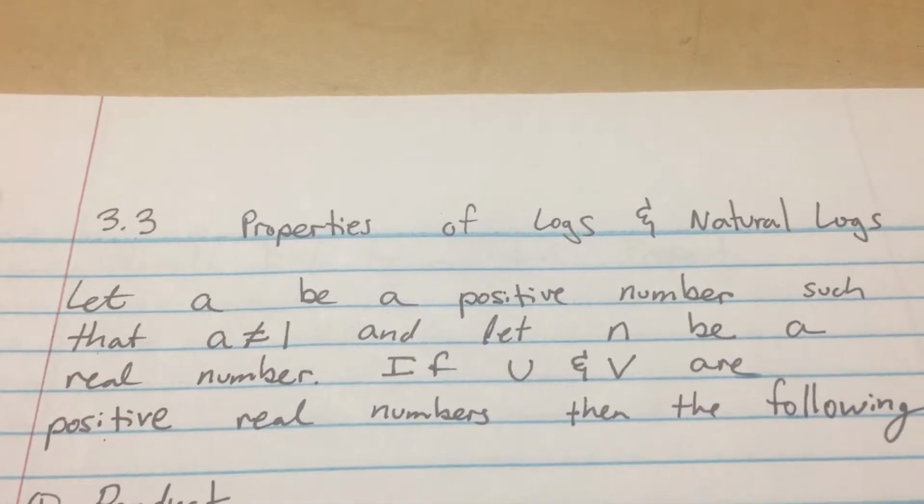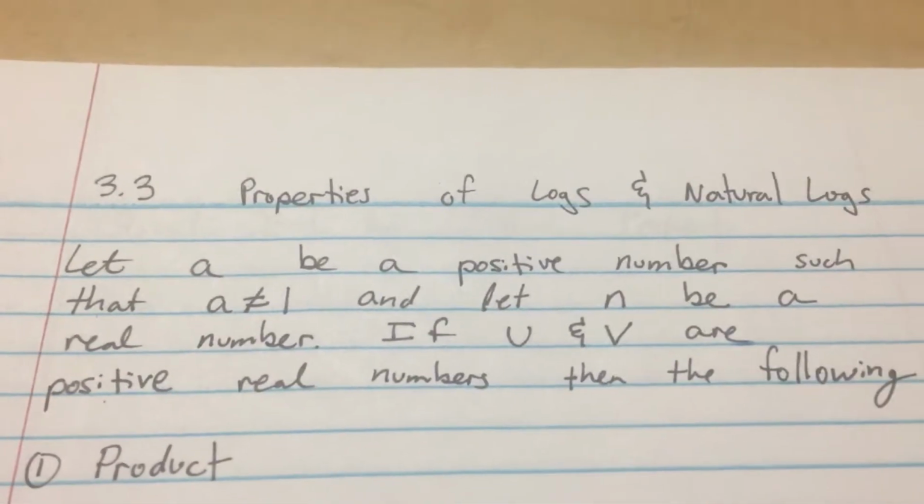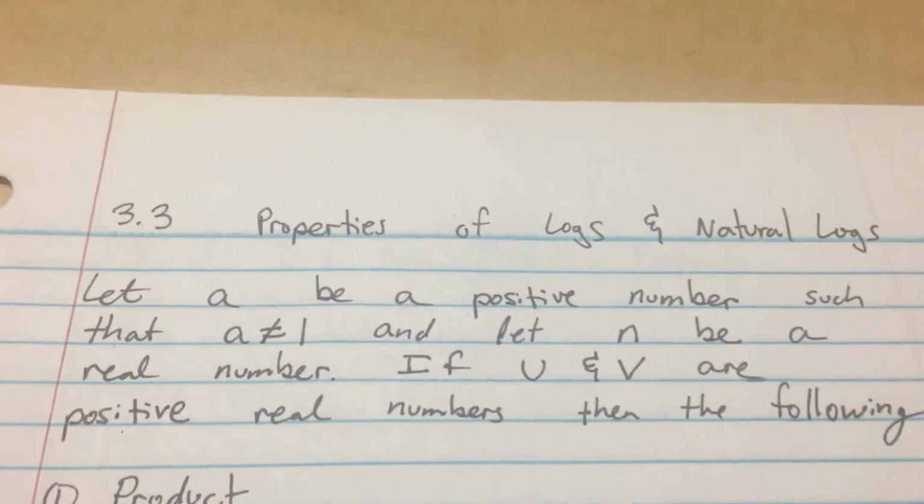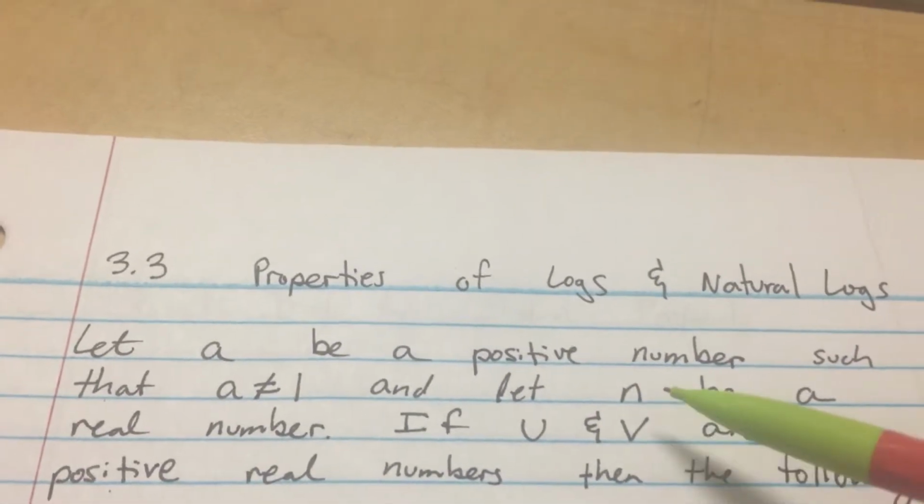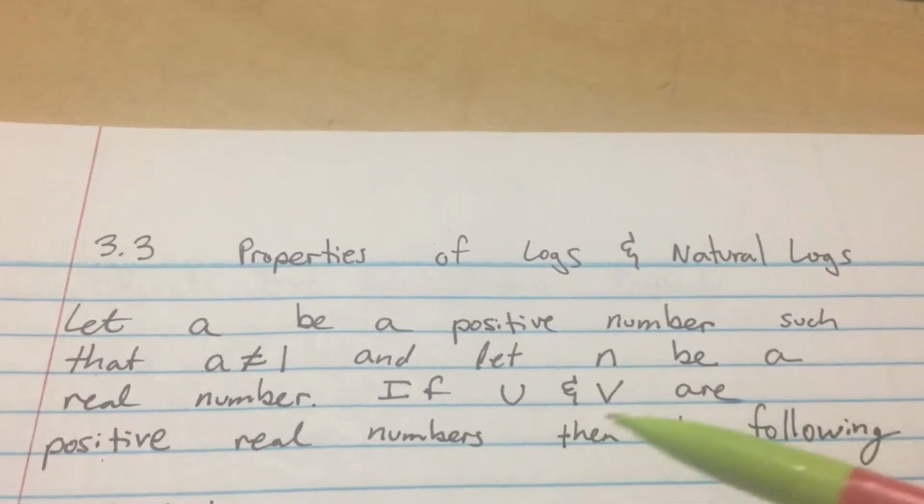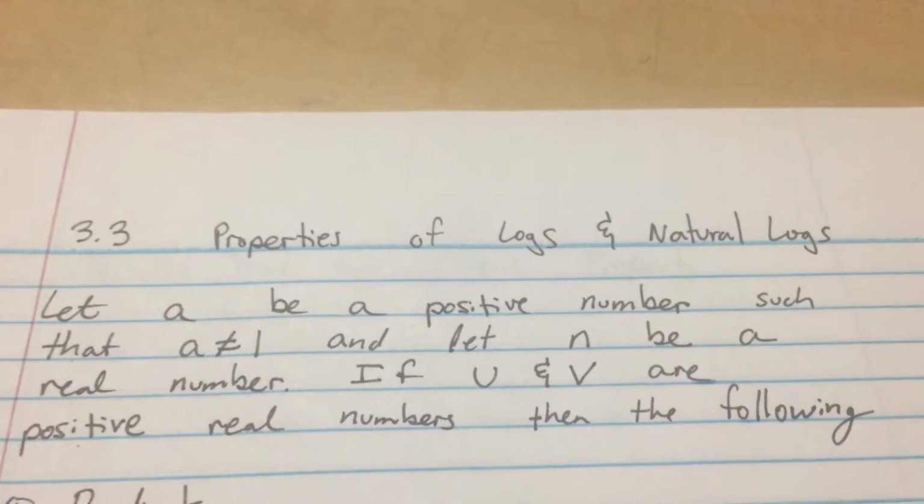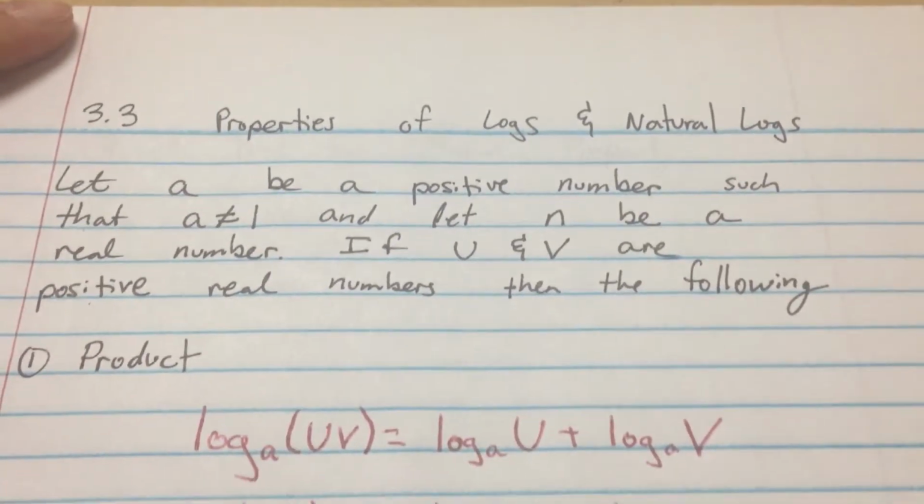So we're going to say let A be a positive number such that A cannot equal 1, like we said before. And then we're going to say let N be a real number. So if U and V are positive real numbers, then the following are true. So we have three properties.